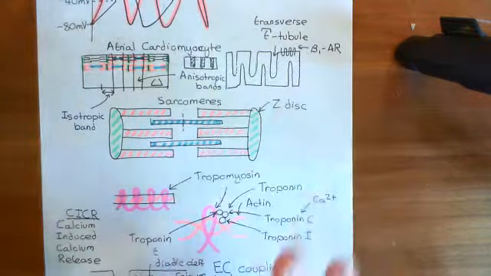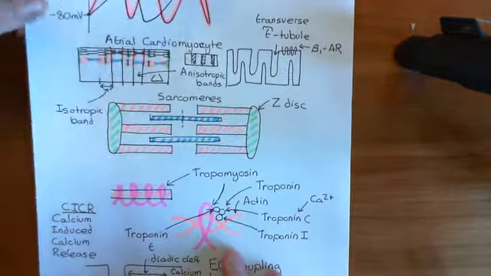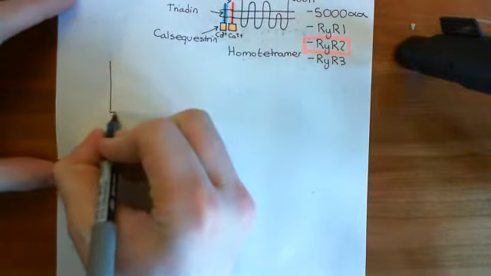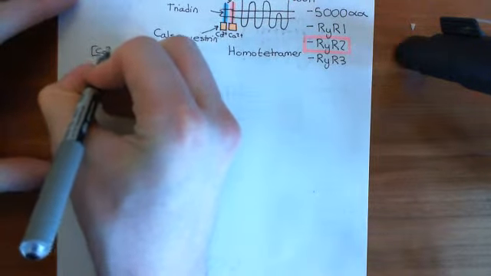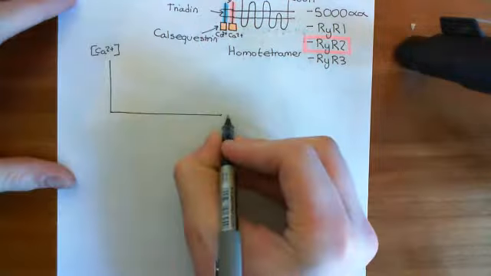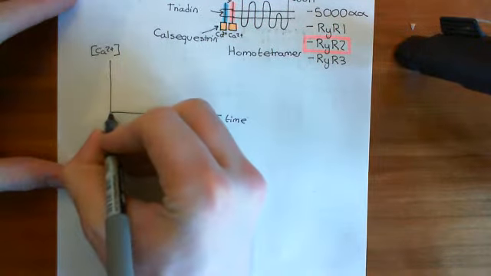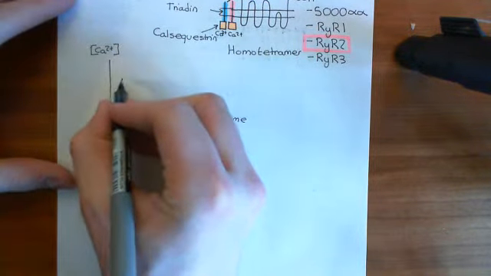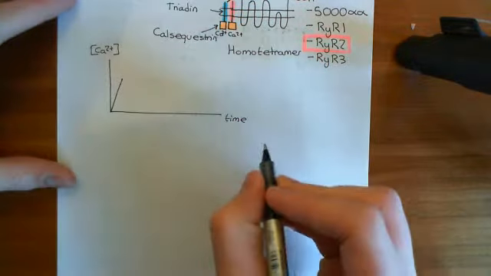Now I want to take a step back for a moment because I've forgotten to tell you about one important thing, which is how do we reverse the calcium signal? At the moment, if we plot calcium concentration against time, what we will get is that when an action potential arrives, calcium concentration in the cytoplasm will go up like so.